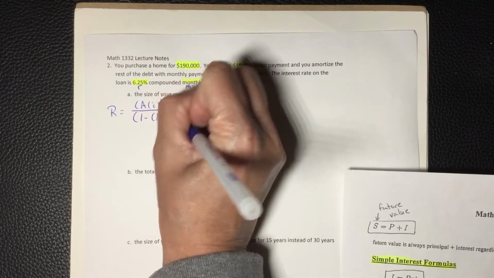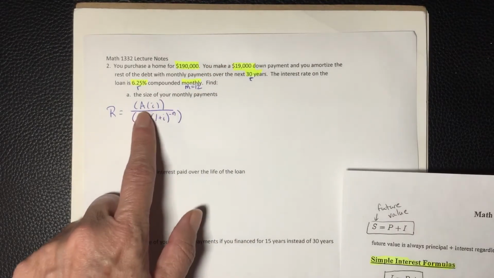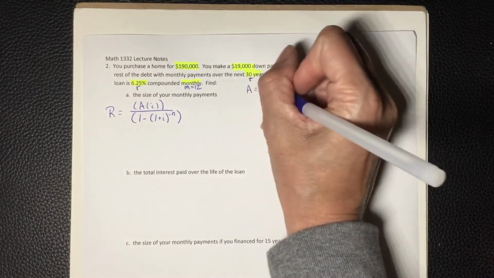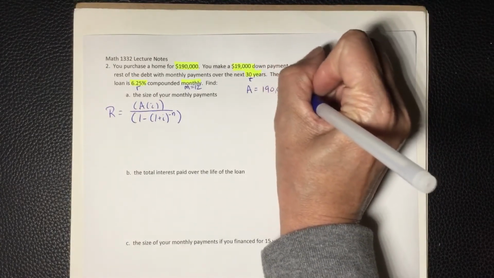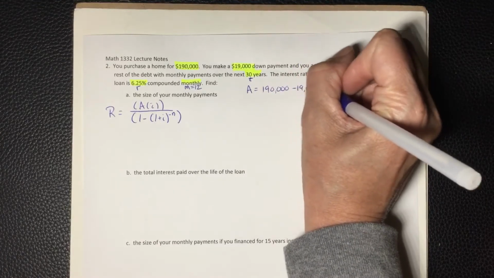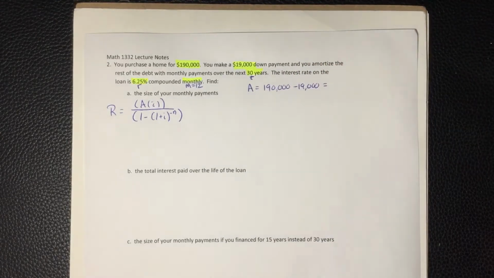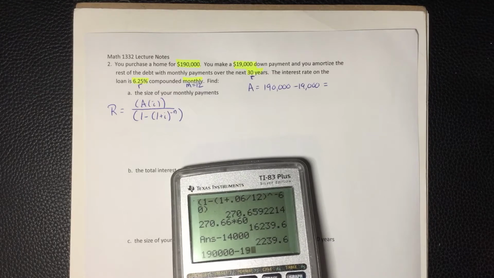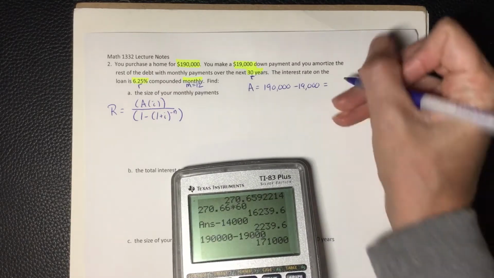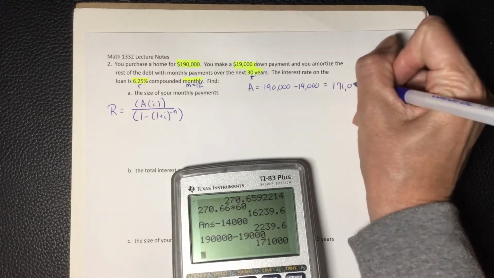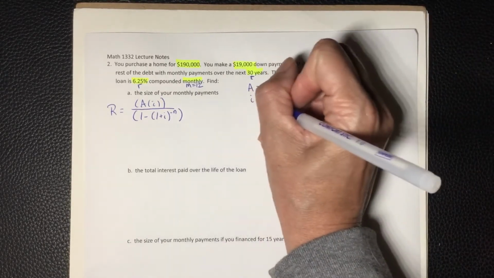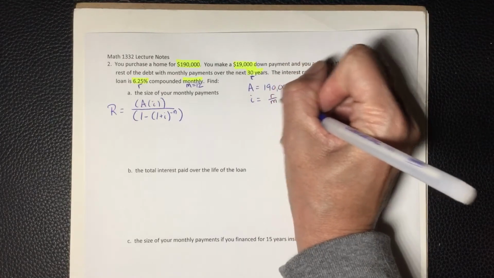We always want to start with our formula. Remember that A is the amount that we're borrowing. To get that, we know we're buying the house for $190,000, but we're making a $19,000 down payment, so we're going to have to take that off. So 190 minus 19,000. We are going to borrow $171,000.